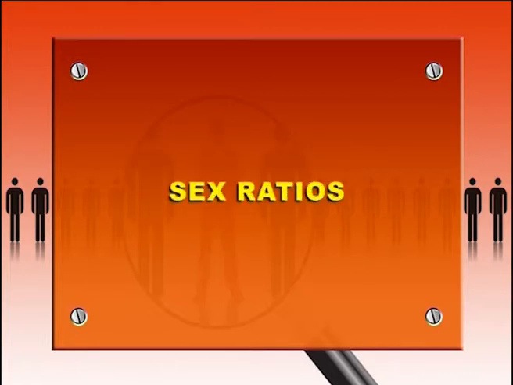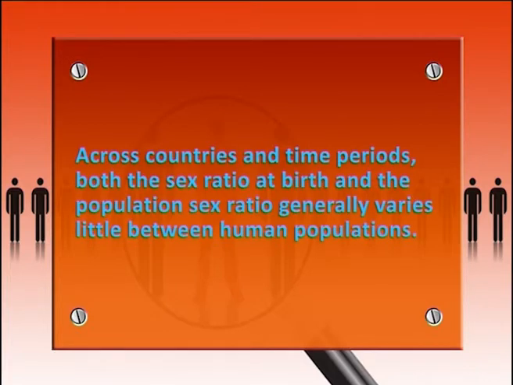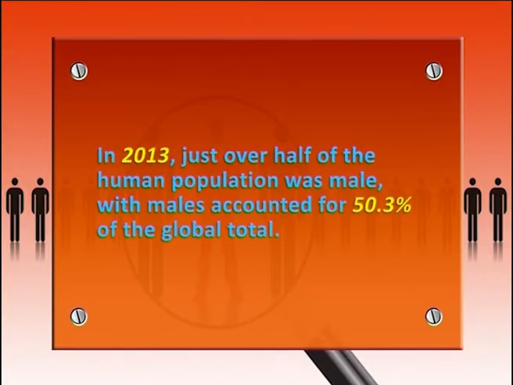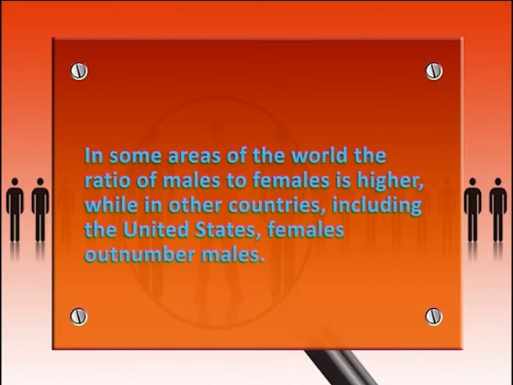Sex ratios. Across countries and time periods, both the sex ratio at birth and the population sex ratio generally vary little between human populations. In 2013, just over half of the human population was male, with males accounting for 50.3% of the global total. In some areas of the world, the ratio of males to females is higher, while in other countries, including the United States, females outnumber males.